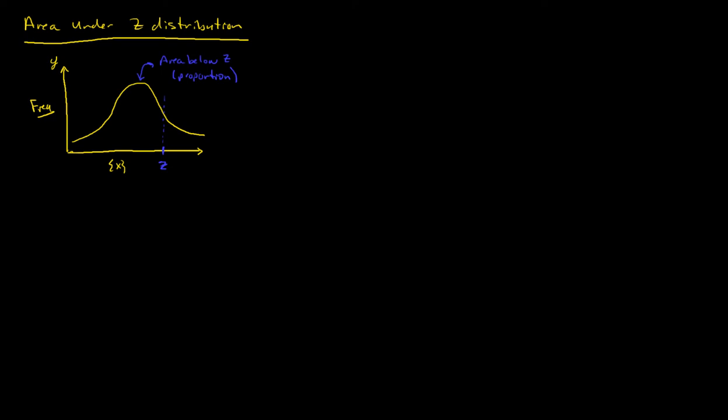Of course, then we can take this proportion, multiply by 100, and get a percentage. And so essentially what are we doing? We want to find out right here what this area is in terms of proportion or percent below this particular z-score.